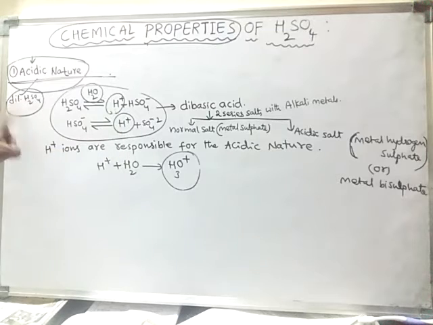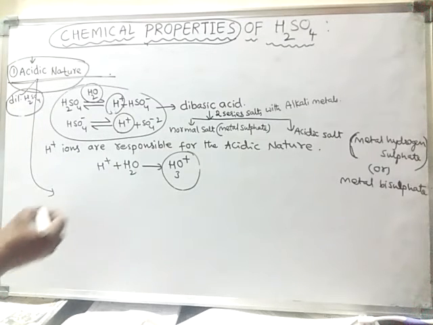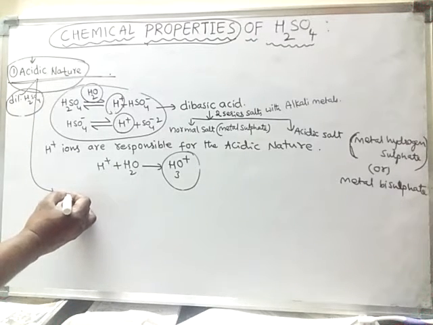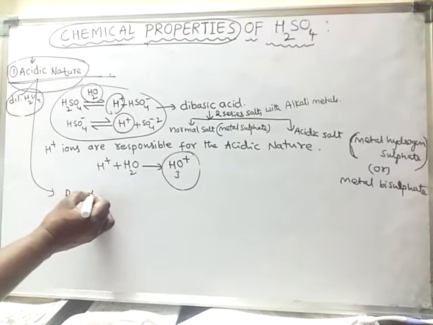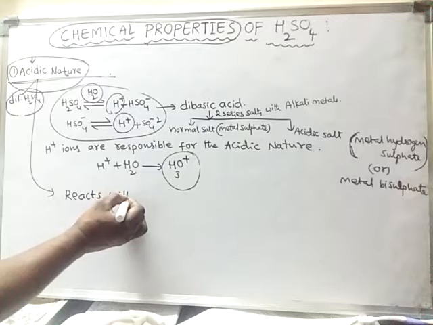Only dilute sulfuric acid will ionize like this. Hence, dilute sulfuric acid will show acidic nature. As a part of acidic nature, as it is an acid, what happens? It reacts with indicators.